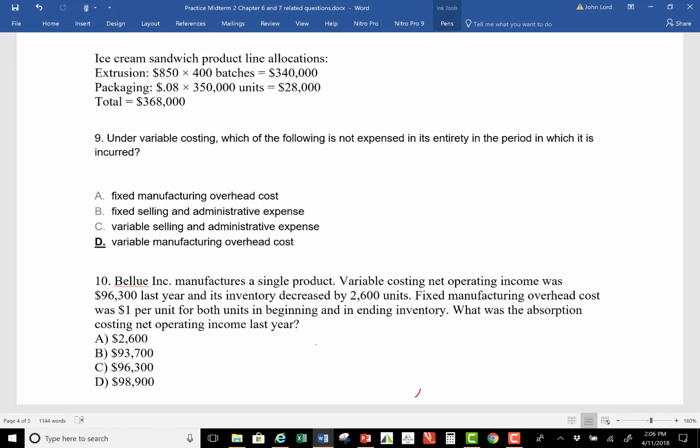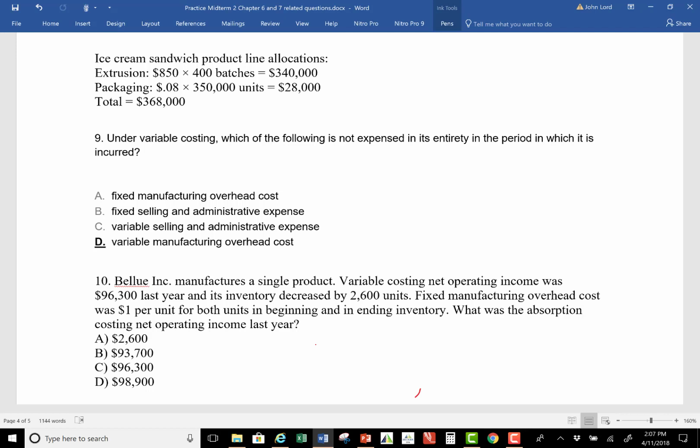I only took 6,800 units. Okay, now I'm going to pick up the fixed manufacturing overhead. I'm going to pick up the fixed selling and administrative costs, right? So show me where the variable manufacturing overhead got expensed here. Not for the, no, it's not. There's 300 units. Show me where those 300 units are getting expensed here.